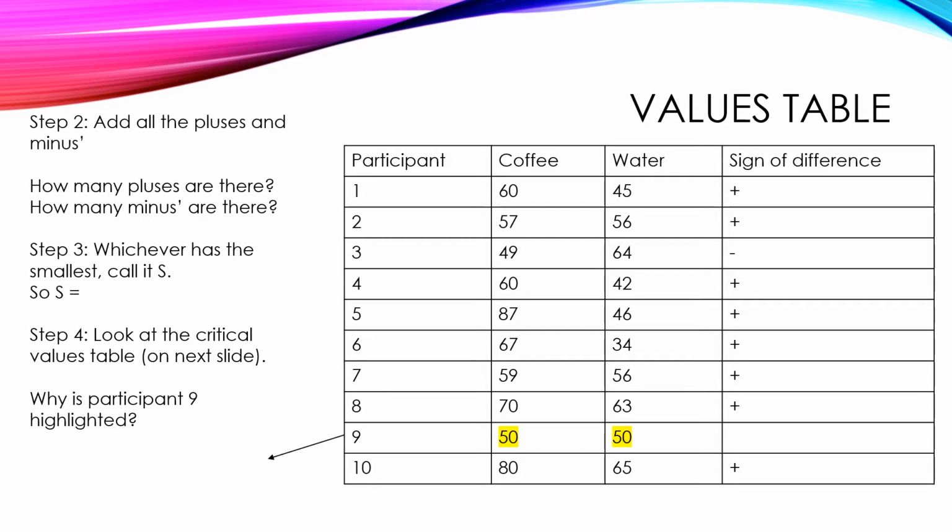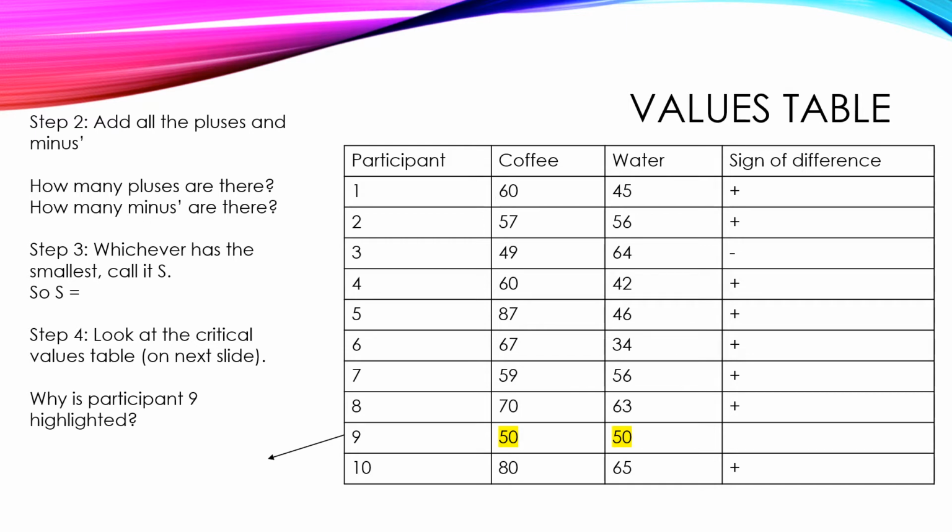From the plus and the minus, whichever has the smallest value, we call that S. So we have only got 1 minus, but we have 8 pluses. So our S value is going to be called 1. And then we have to look at a critical values table and compare that to see whether we have statistical significance or not.